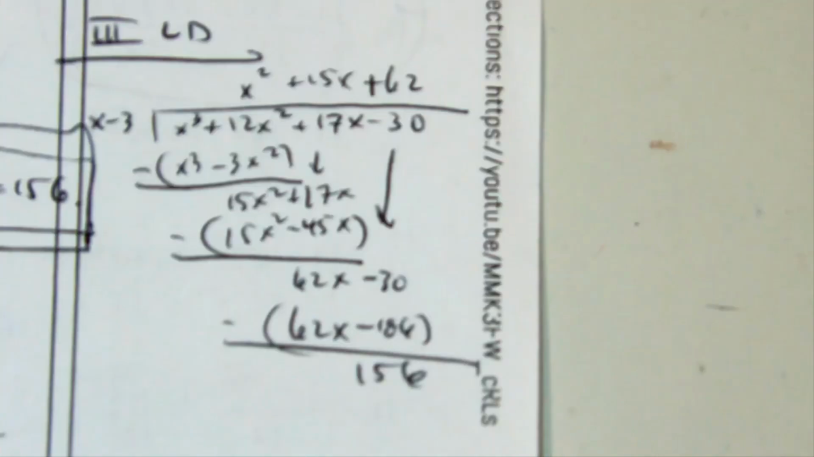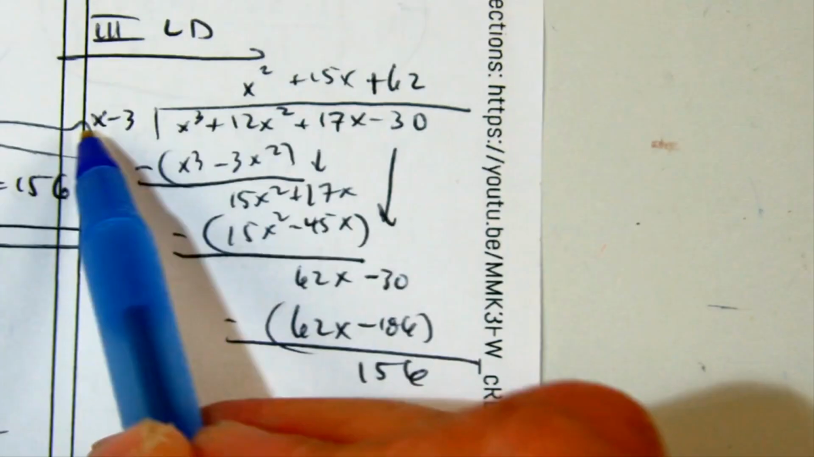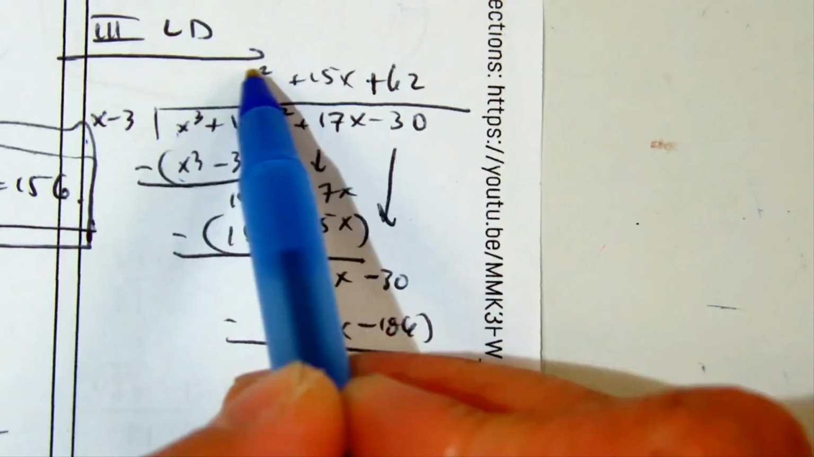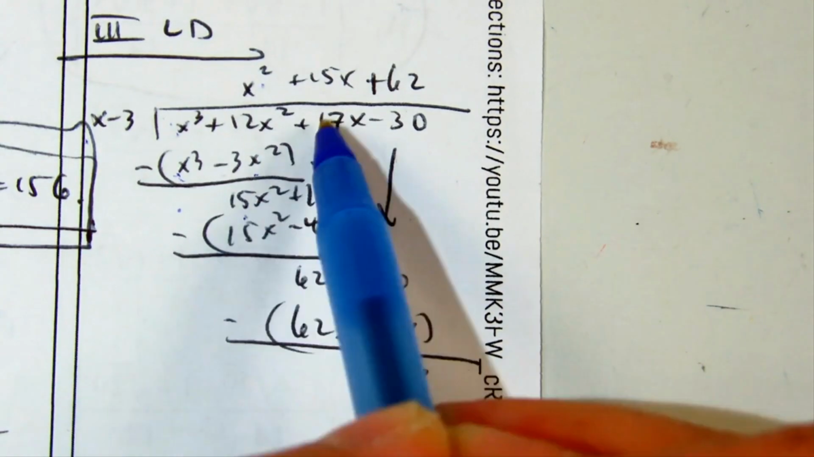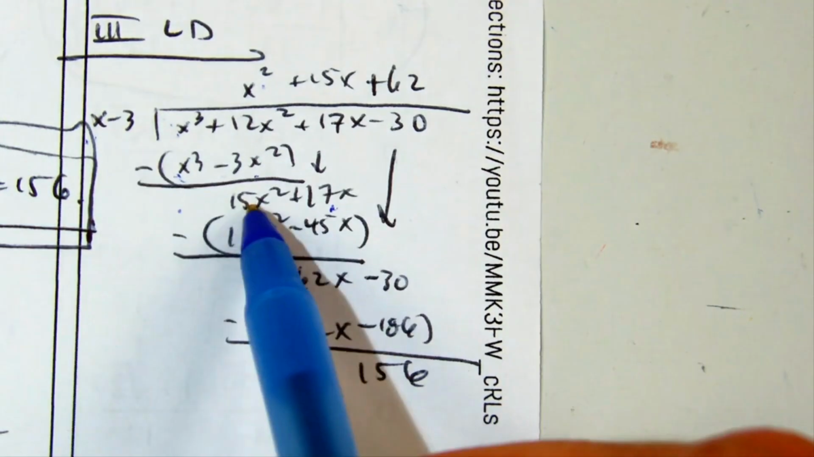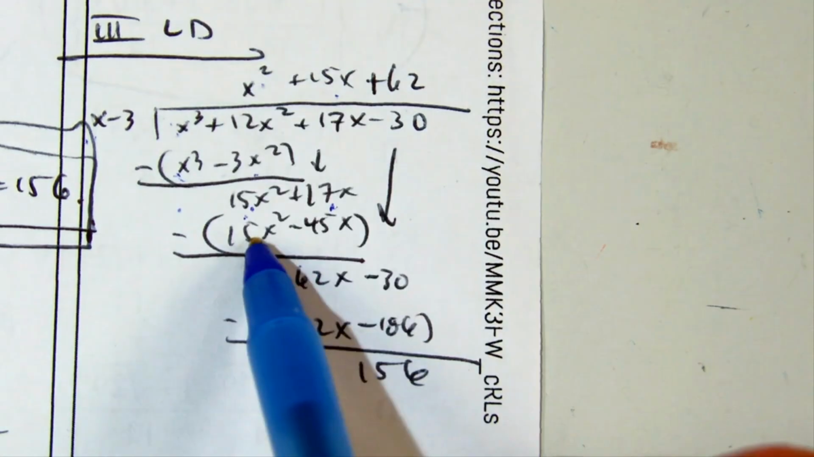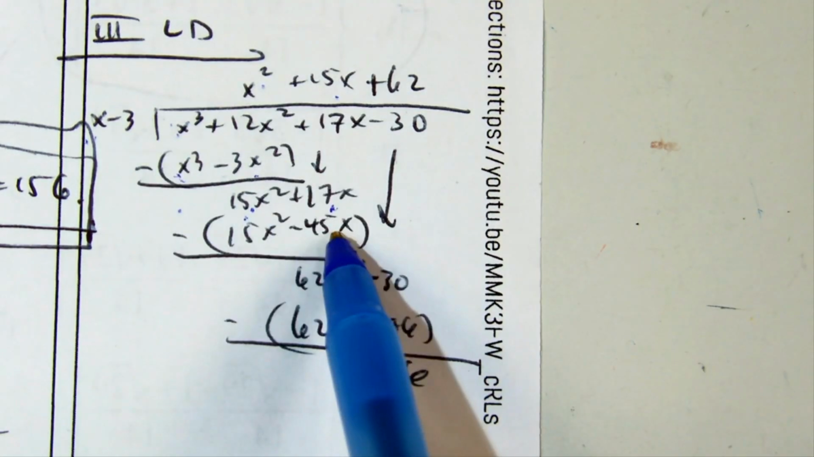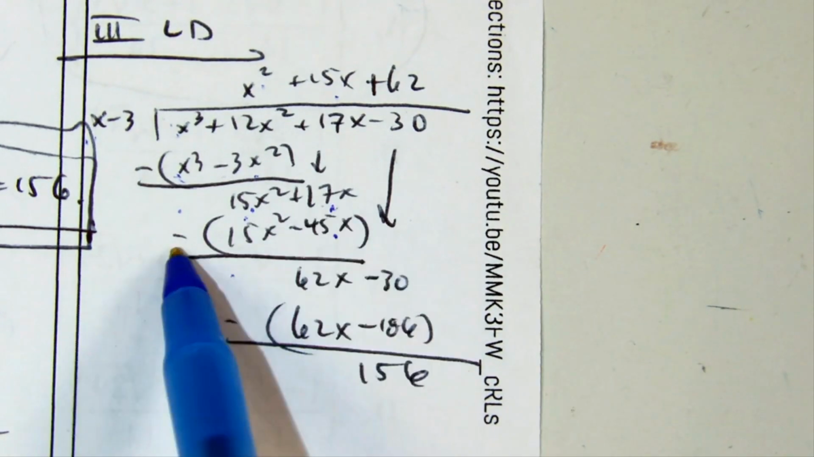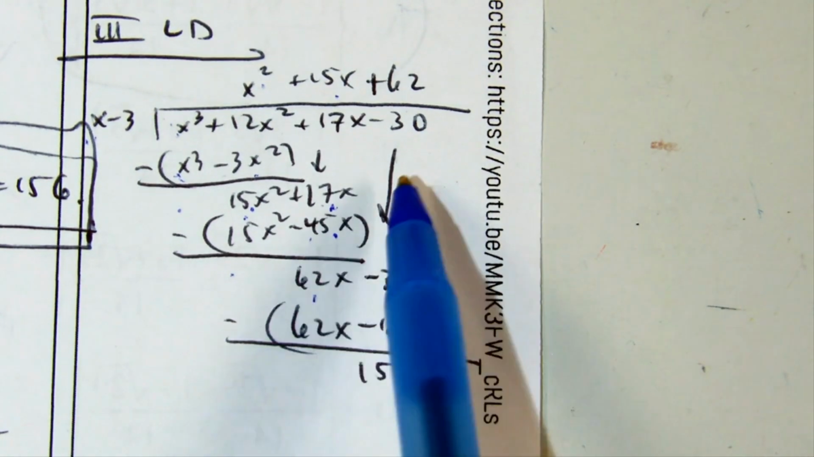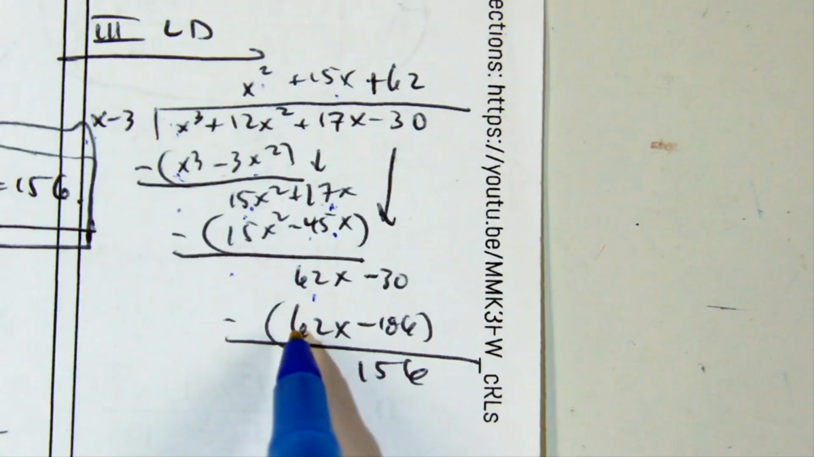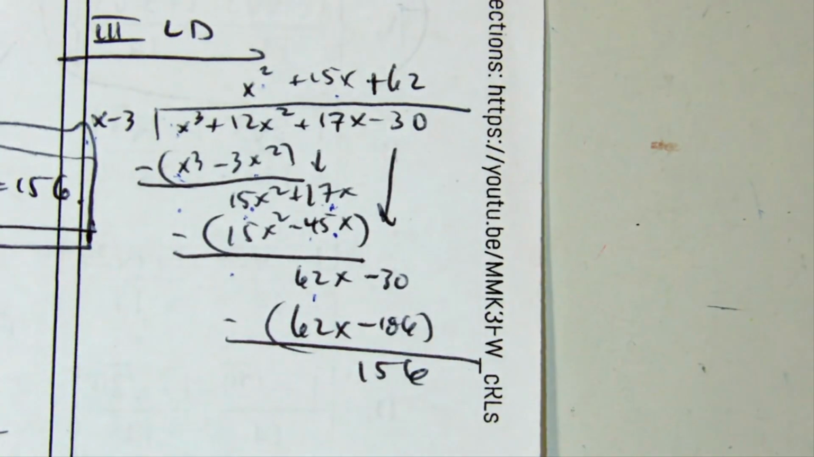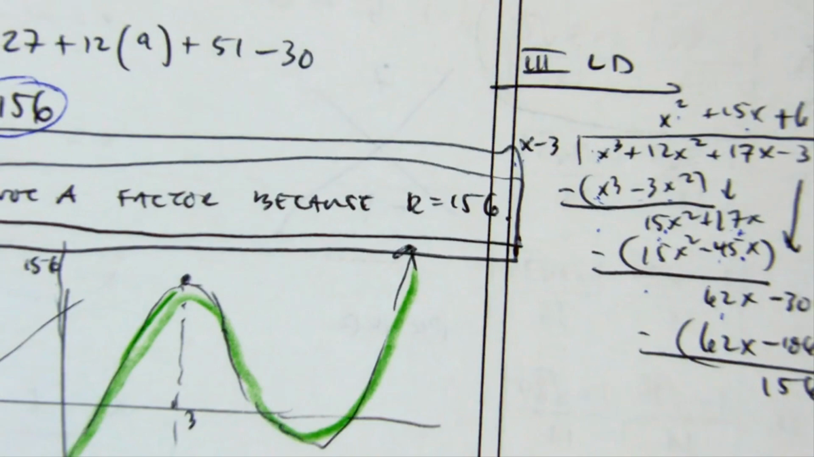If you chose to do long division, x goes into x cubed, x squared, multiply, 1 minus 1 is 0, 12 minus -3 is 15, bring it down, x goes into 15x squared, 15x times, multiply, 15 minus 15 is 0, 17 minus -45 is 62x, bring it down is -30, x goes into 62x, 62 times, multiply, and you'll still get 156. Is it a factor? The answer is no. It's not a factor because there's a remainder.